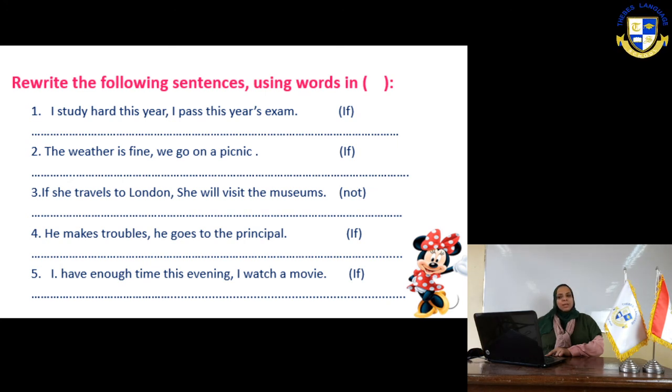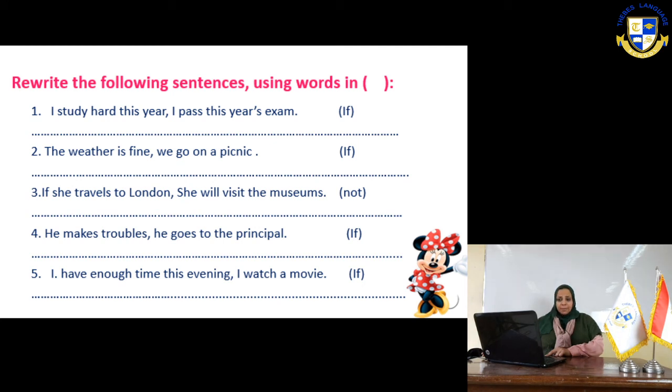Number 4, he makes trouble. He goes to the principal. I want if. Now, where is the result and where is the main clause? Of course, making trouble is the main clause. So, if he makes trouble, he will go to the principal. I will remove goes and put will plus verb in stem. So, if he makes trouble, he will go to the principal.